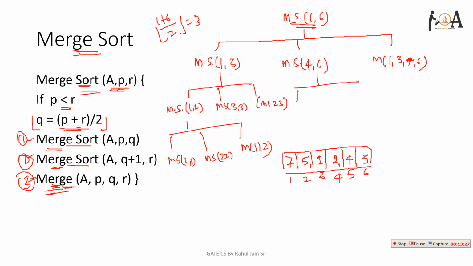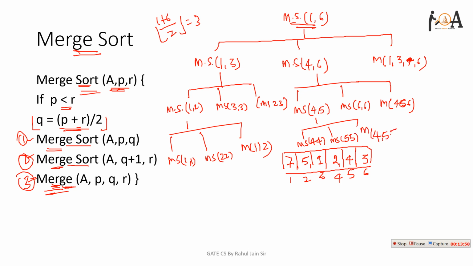Okay, no problem. Here, merge sort 4 plus 6 is 10, divided by 2, that is 5. So 4 to 5, and then I apply merge sort on 6 to 6, the remaining element, and then I need to merge 4 5 6. And here again I apply merge sort on 4 to 4, merge sort on 5 to 5, and then merge 4 5 5.